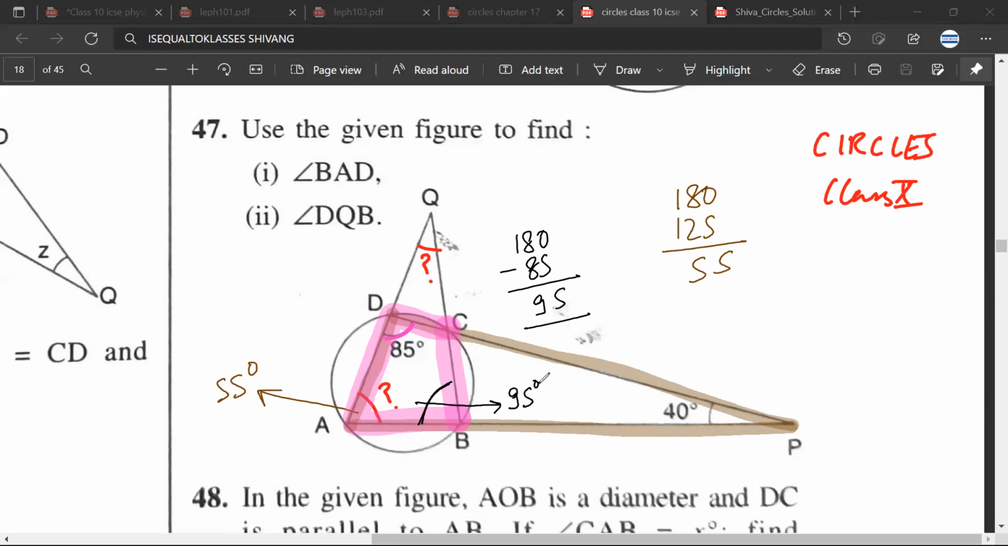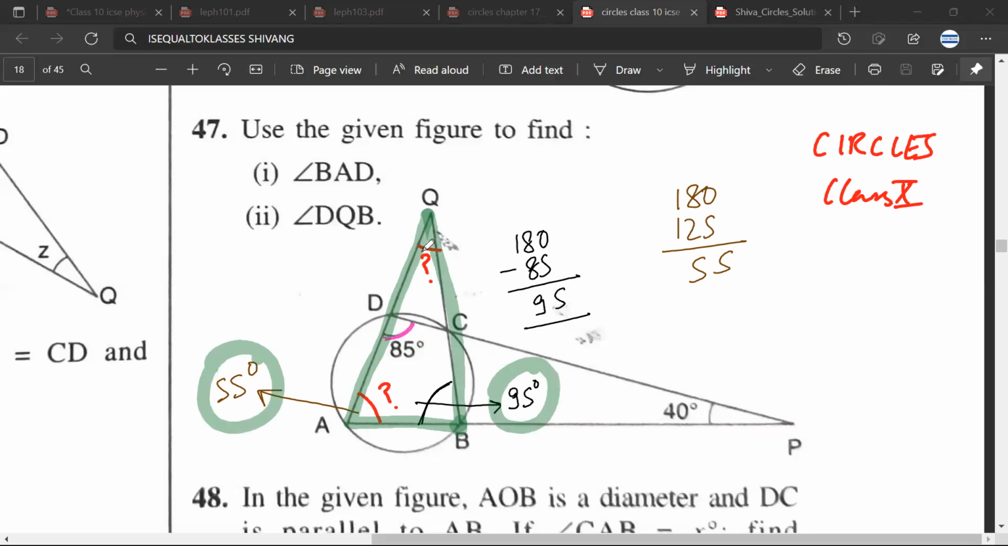Okay. What next? Now, if angle CBA is 95 degrees, then CBP will be 85 degrees. Okay, great. Now what you are suggesting is that we shift to this triangle. In this triangle we already have 55 degree and 85 degree. So this would be the remaining angle. So 85 plus 55 is 140. Hmm, is it 150? So therefore this angle would be 30 degree. Yes, sir. Correct.